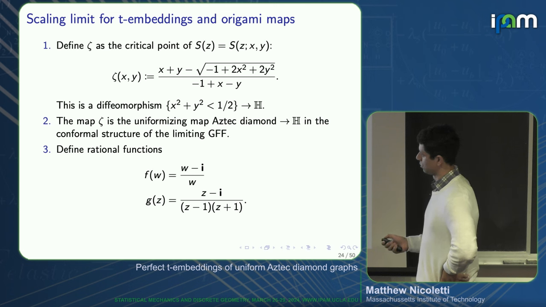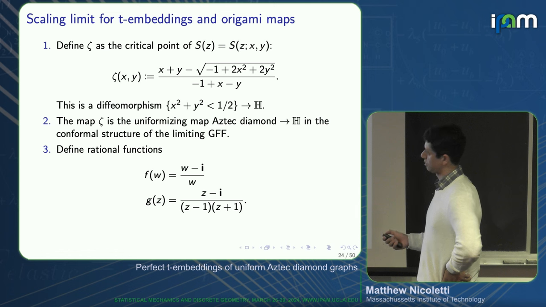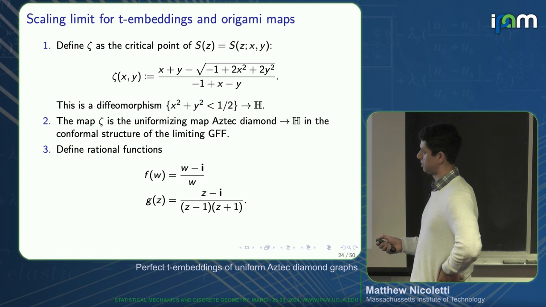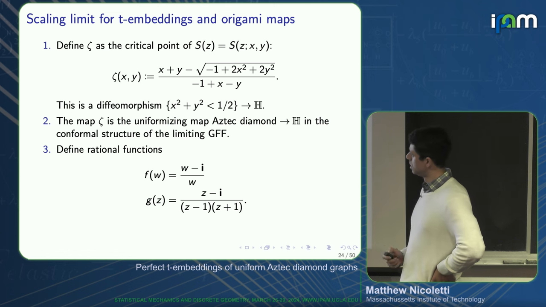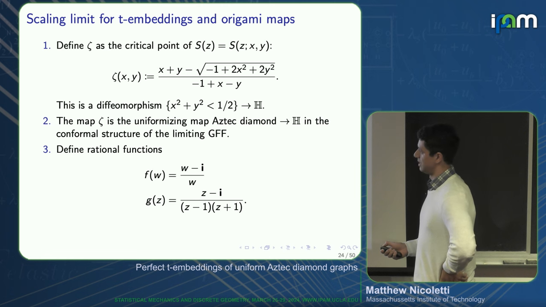So this is related to what I was just saying. There's this function s, and if I fix x and y, this function s has some critical point. And it turns out that this function gives you a diffeomorphism from the disk inscribed in the Aztec diamond to the upper half plane. And this map is sort of the uniformizing map in the conformal structure associated to the Gaussian free field.